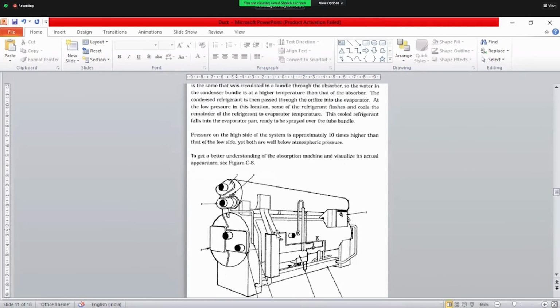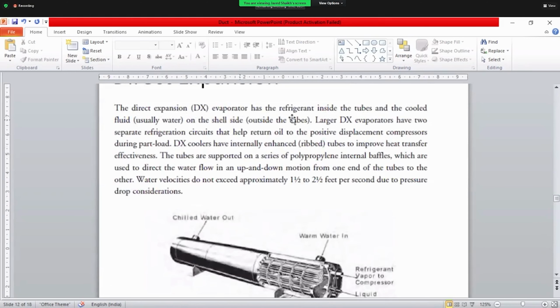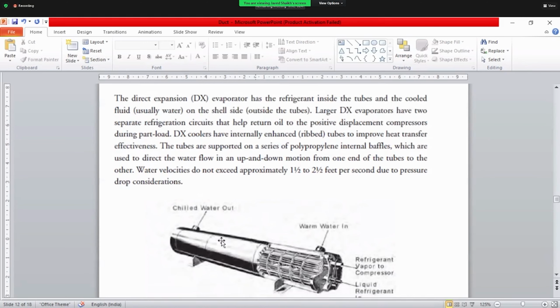So direct expansion. What is the direct expansion evaporator? The direct expansion evaporator has a refrigerant inside the tubes and the cooled fluid, usually water, on the shell side. So this means the tube and shell type expansion system. Large DX evaporators have two separate refrigerant circuits that help return oil to the positive displacement compressor during part load.